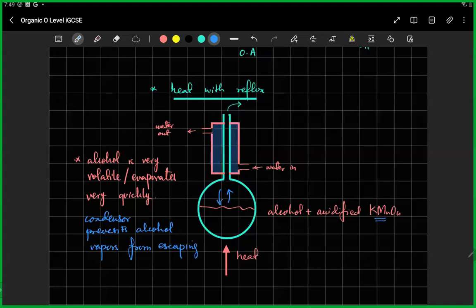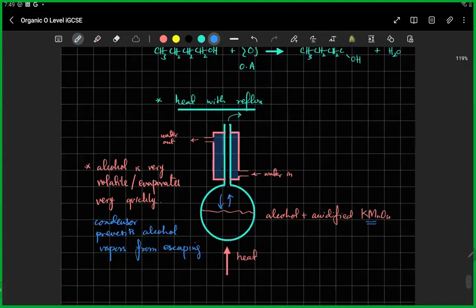ये चीज क्लियर है सारों को? Yes sir, clear. Sir, can you explain the equation again? Like, what is the OA?